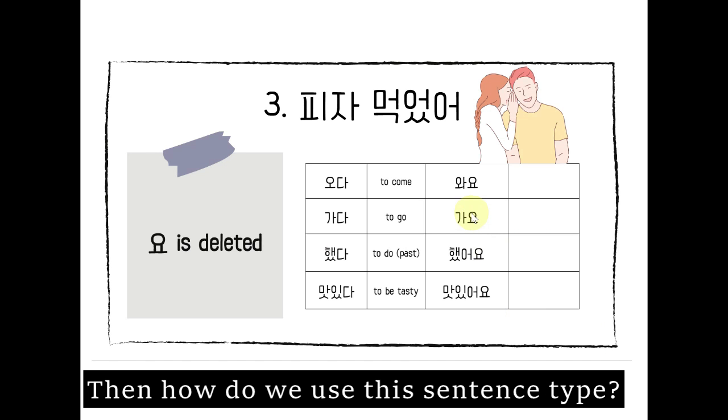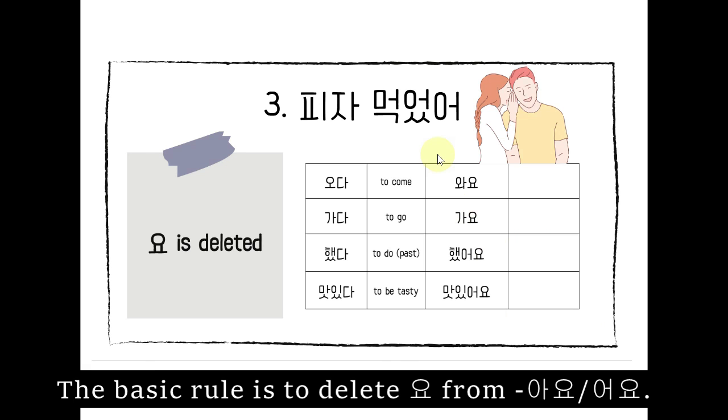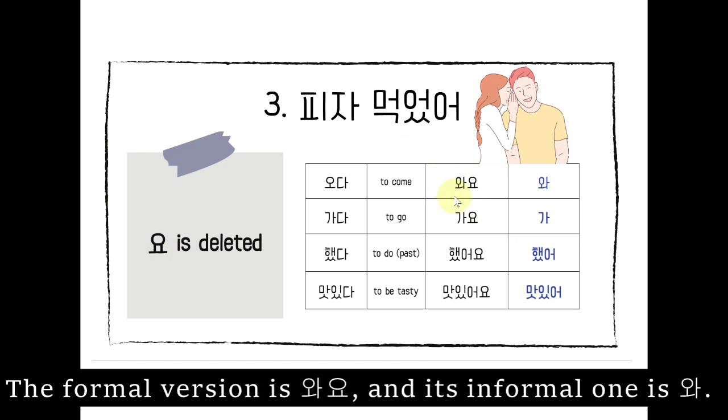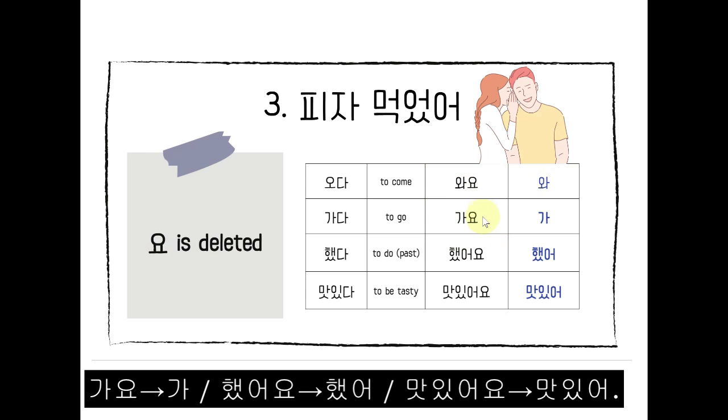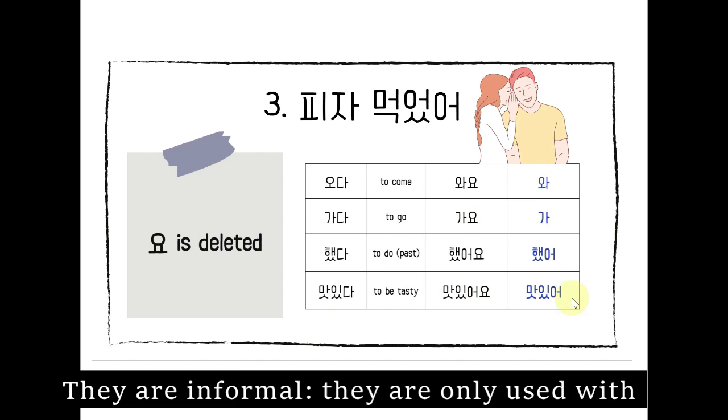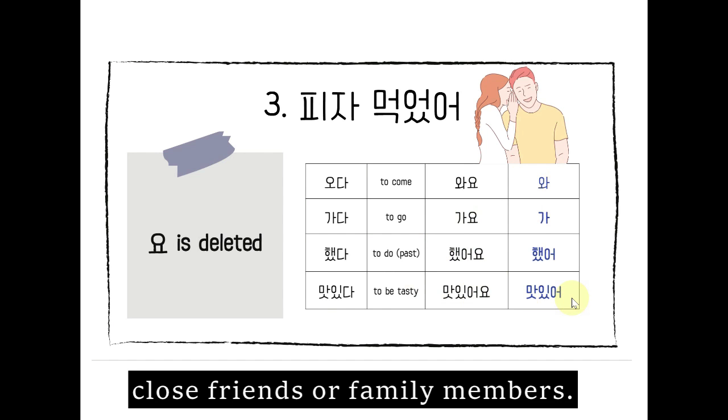Then how to use this sentence type? The basic rule is to delete 요 from 아요 or 어요. For example, the formal version is 와요, then informal version is 와. 가요 becomes 가. 했어요 change into 했어. 맛있어요, 맛있어. 와, 가, 했어, 맛있어. They are informal. They're only used with close friends or family members.